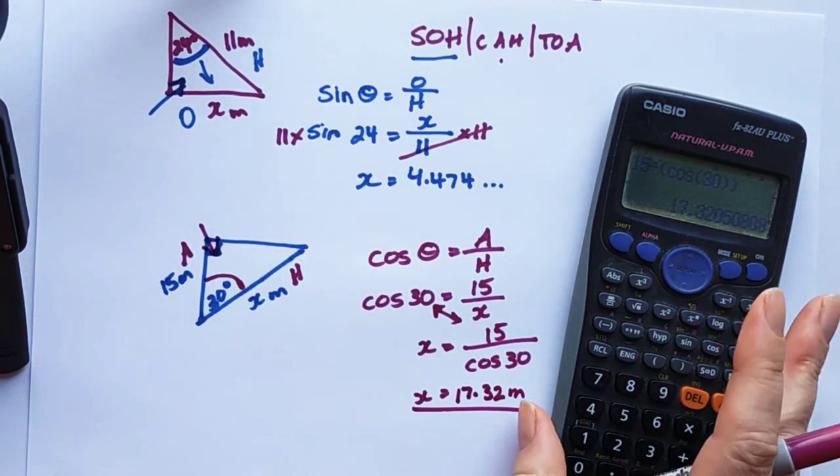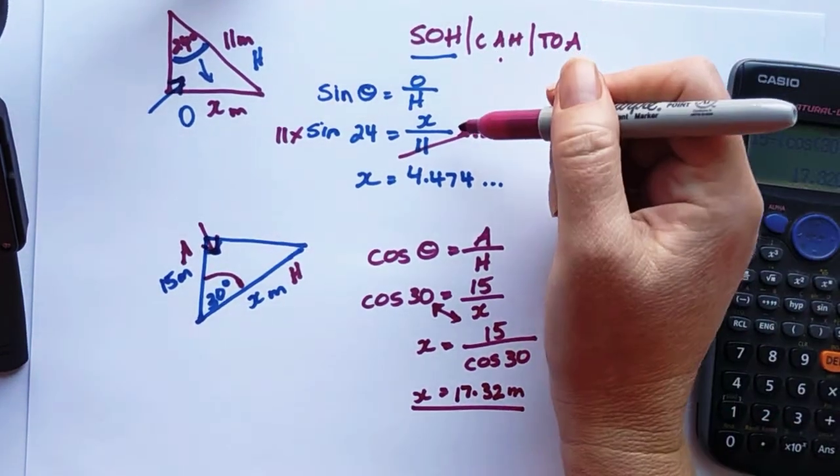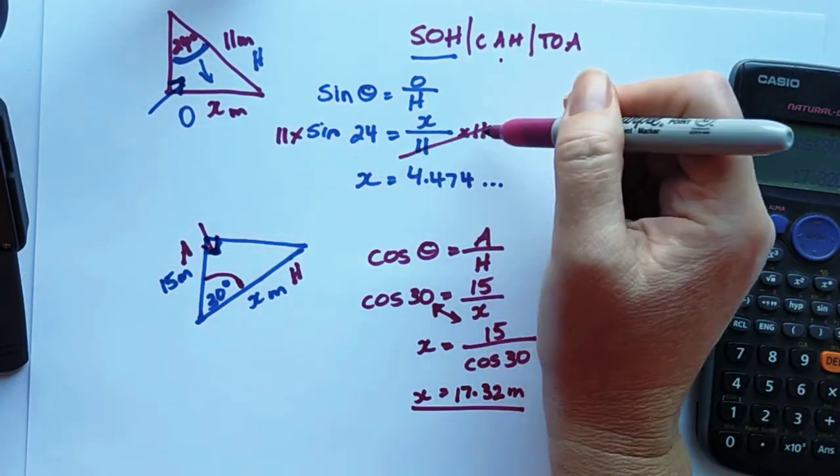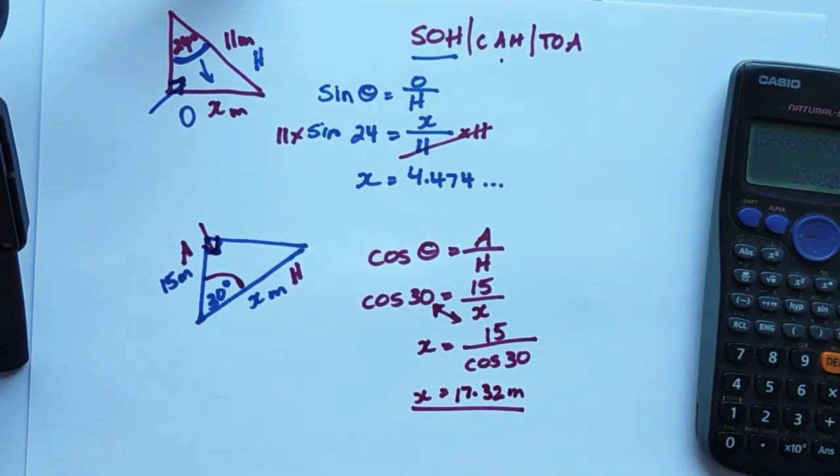And I'm done. So they're the two different types of questions that you can get asked. One, where the pronumeral is on the top. You're going to do a multiplication to get rid of it. One is when the pronumeral is on the bottom.